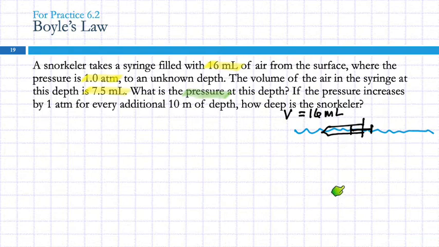As it goes down, the pressure increases because of the water. And so the pressure is pushing on this. The sides of the syringe can't move, but the plunger can move. So it's pushing on the plunger, much like you taking a closed syringe with air in it and pushing on it. You can push on it and compress the air, right? So as you take this down, what happens is the plunger gets pushed in. So down here, we are told that the volume is 7.5 milliliters.